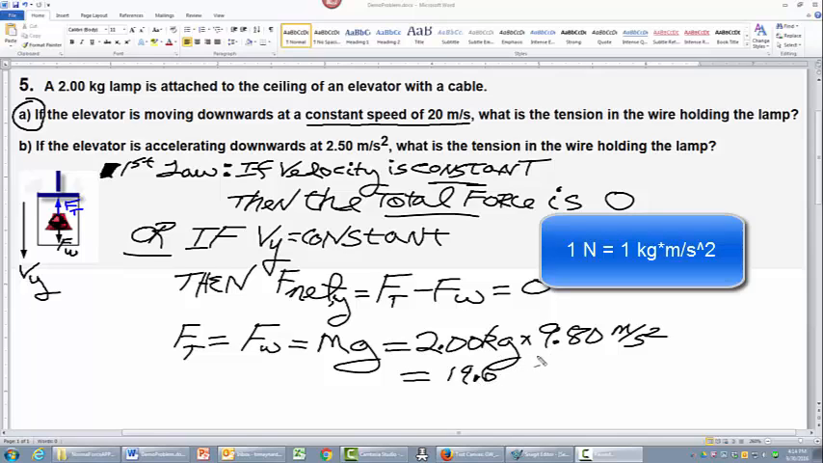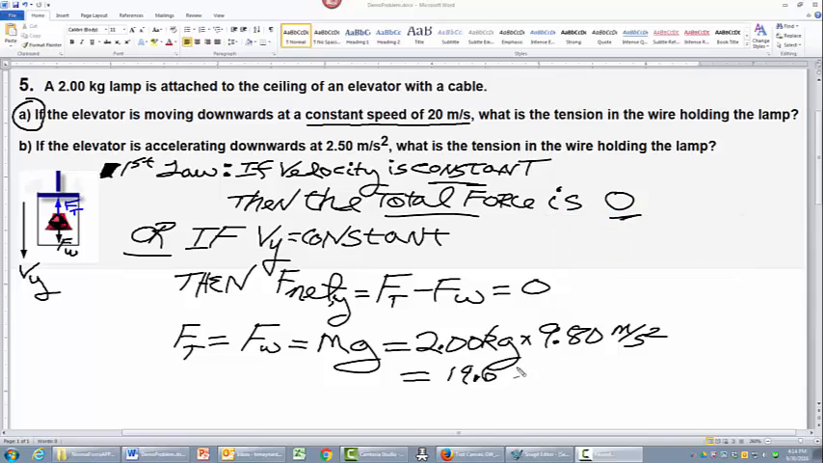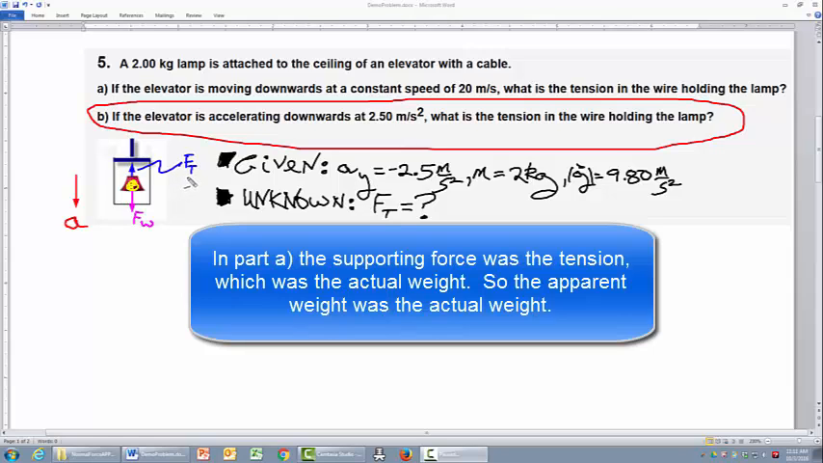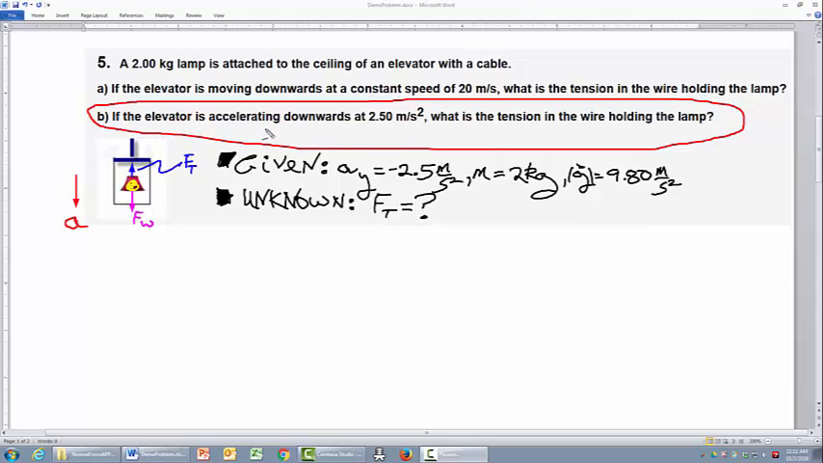and this is 19.6. We recall that a kilogram times a meter per second squared is a newton. So what we have found is that the lamp moving downwards in the elevator at a constant speed has an apparent weight exactly the same as it would be if it were just sitting in a room not moving at all. In part A, the tension, or the apparent weight of the lamp, was just the actual weight. This was a consequence of Newton's first law, which says if the velocity is constant, then all the forces are balanced, or the total force is zero. This meant that the tension was in magnitude the same as the weight, so the apparent weight was the actual weight.